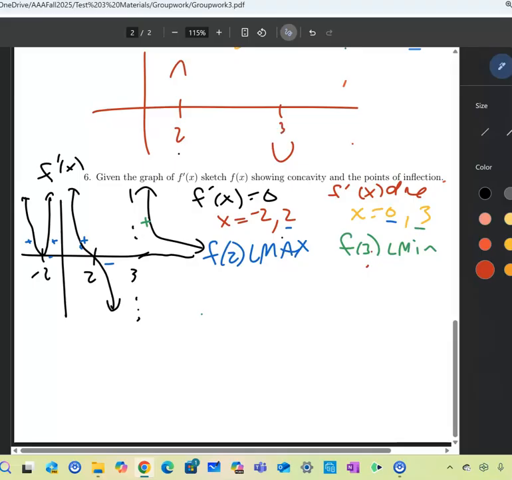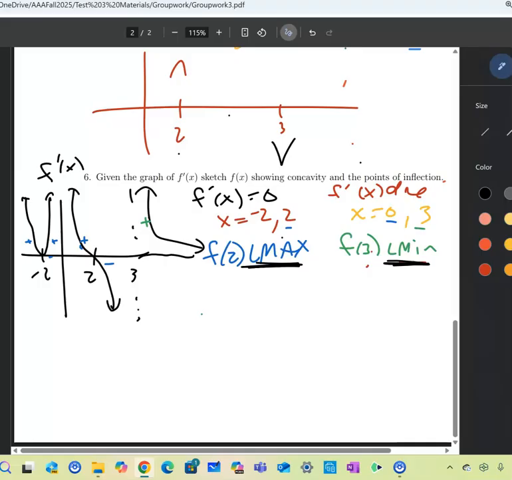Okay. Oh, but wait a second. This minimum at 3, it's not the bottom of a parabola. It's some kind of doesn't exist thing, right? So that must mean it's like a pointy thing, probably a cusp. We'll be able to enhance that and figure that out. So I got the maximum and the minimum. The maximum has slope 0, so a nice top of a parabola.